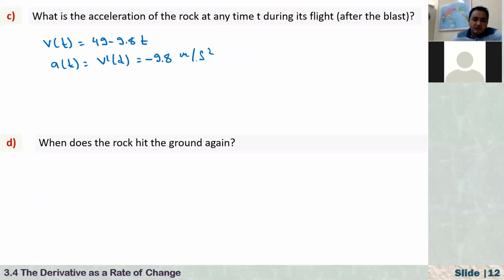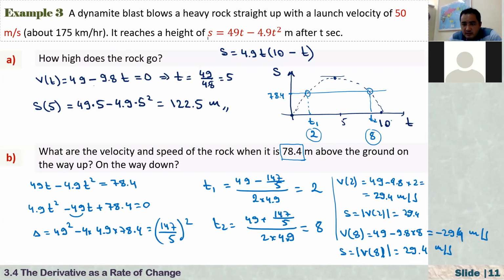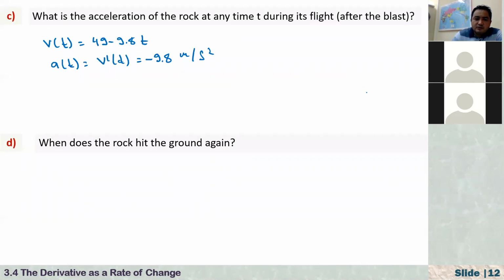So when does the rock hit the ground again? Actually, when the height is equal to 0, right? And after 10 seconds, when t is equal to 10, the rock hits the ground again.